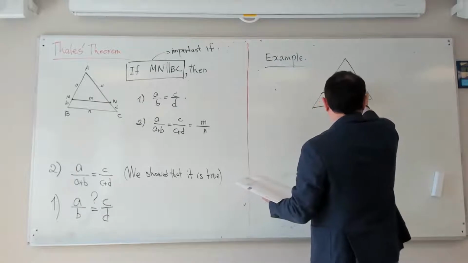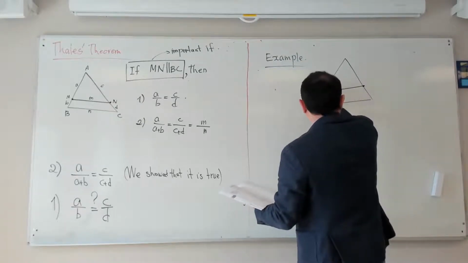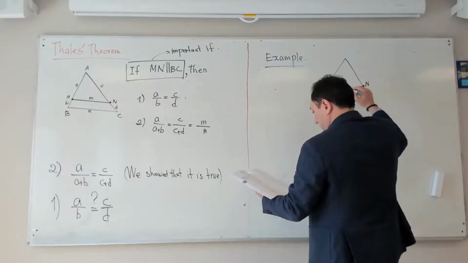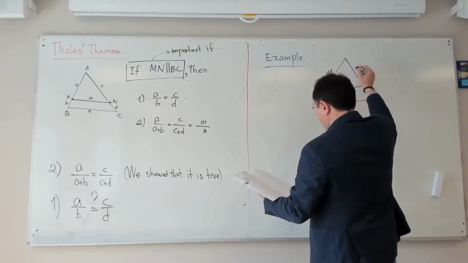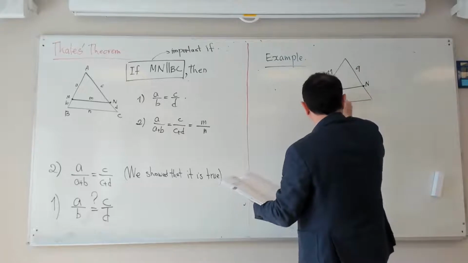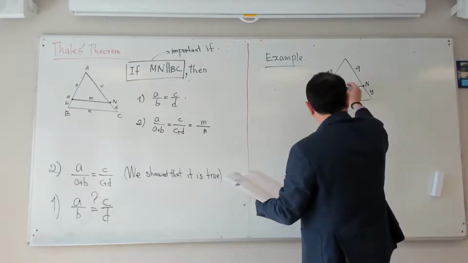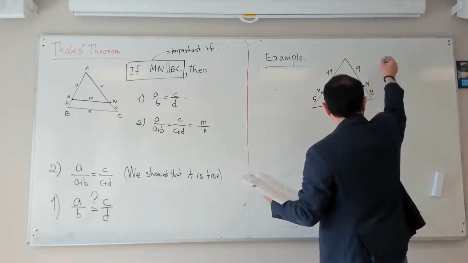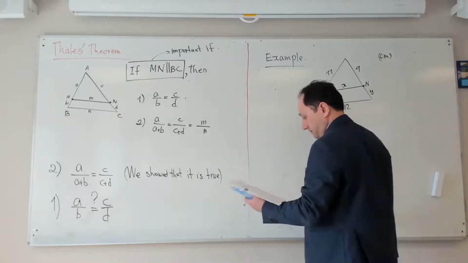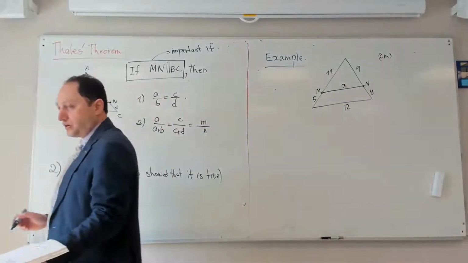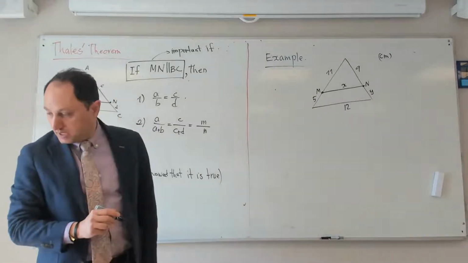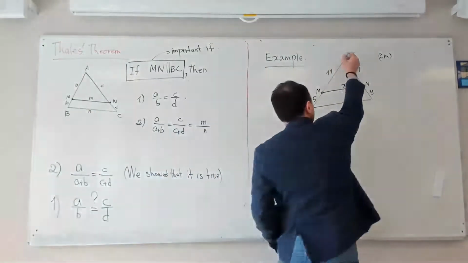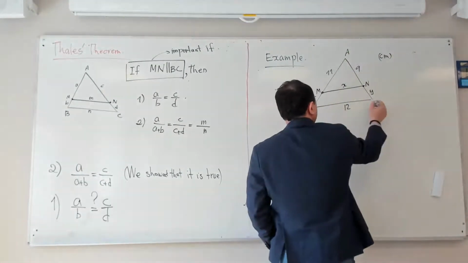This is given to be parallel. MN is parallel, so it is 11, it is 9, it is given to be 5, here it is given to be y, and here it is x and 12, and everything is in centimeters. You are supposed to find x and y if MN is parallel to BC. Let me give them names. This is A, this is B, and this is C.